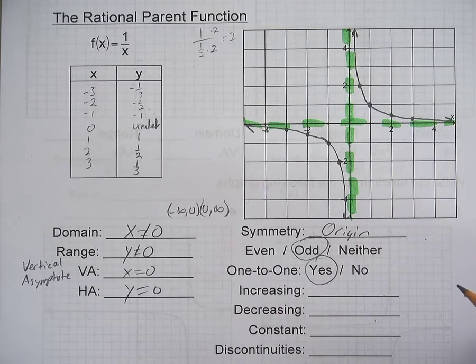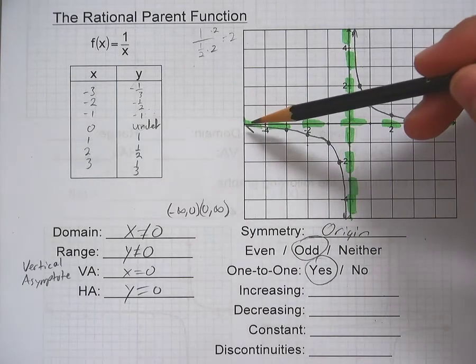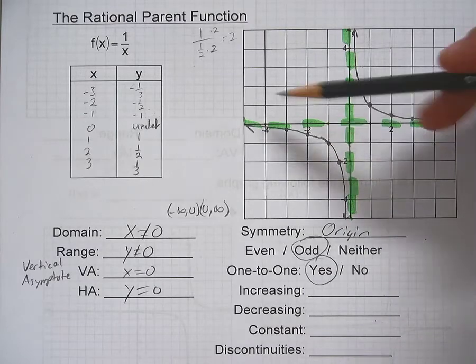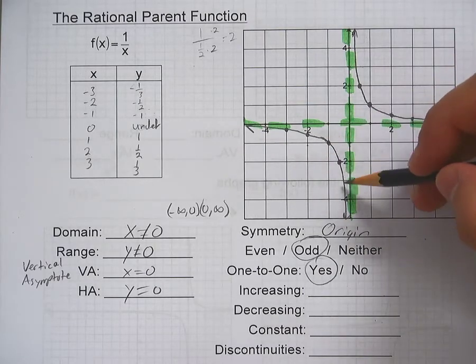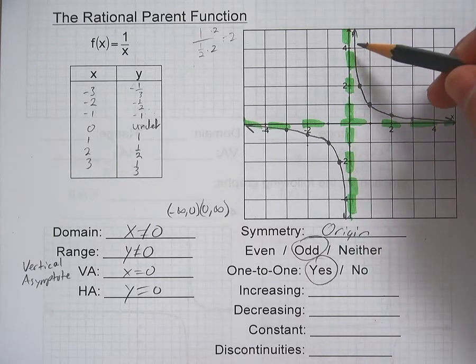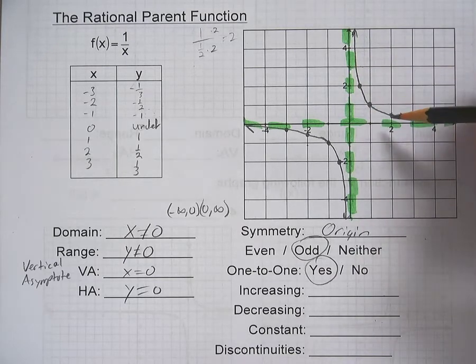Is it increasing? Now this is actually where people are going to have to focus. Where is this thing increasing? Well, remember, we always read a graph from left to right, right? If we start over here, it's decreasing, right? It's going downhill. Decreasing, decreasing, decreasing, asymptote. Decreasing, decreasing, decreasing.